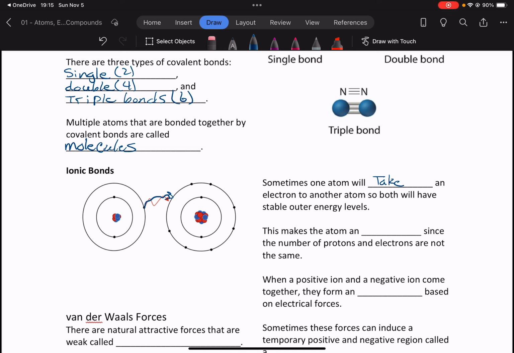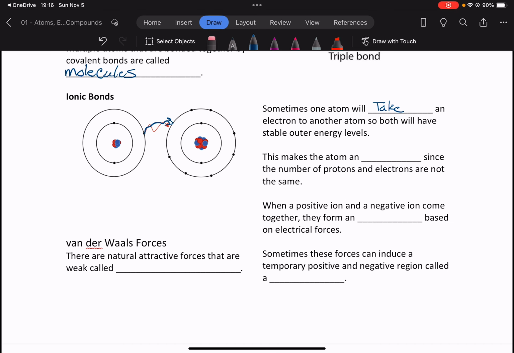And some atoms, like magnesium, will give up 2 electrons. Aluminum will give up 3 sometimes, because it's easier for them to give up the electrons than it would be for them to fill it up or even try to go through covalent bonding. So what happens is that makes the atom an ion. So an ion is basically an atom that has a different number of protons and electrons.